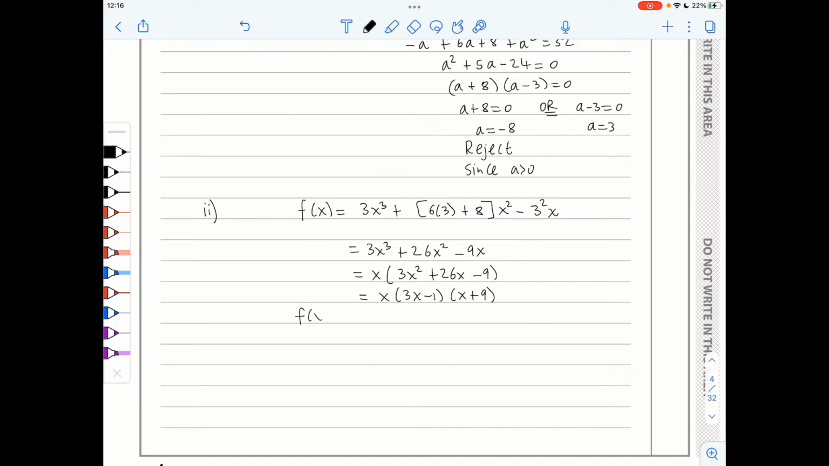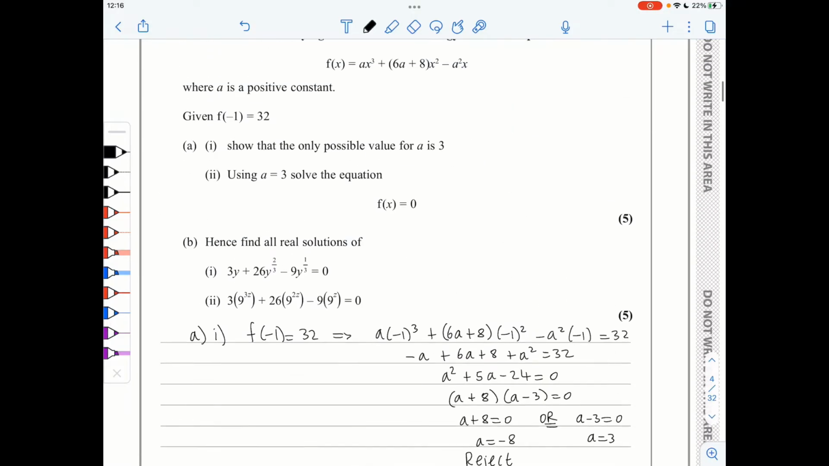So if f of x is 0, this simply means that either x is 0 or 3x minus 1 is 0 or x plus 9 is 0. So it could be x is 0 or 3x is 1, which means that x is a third, or x is negative 9. So it was a cubic giving 3 distinct solutions.